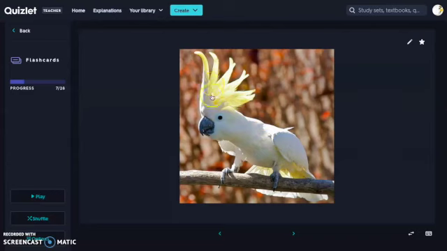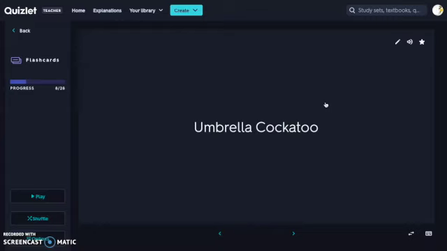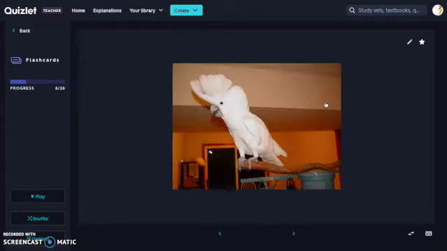So here is a yellowy or sulfury color on the crest, as well as the underside of the vent, or the wings, and the underside of the tails right there. And then we have an umbrella cockatoo, which is huge. So your umbrella cockatoos are super large. Again, just plain white, so umbrellas are white all over, no coloring in the crest.